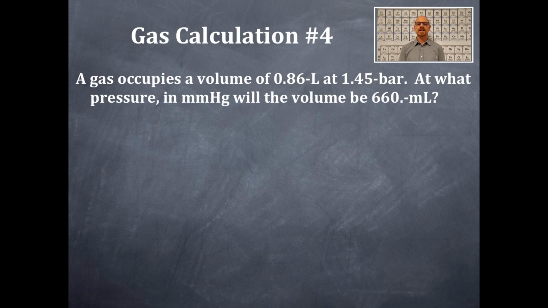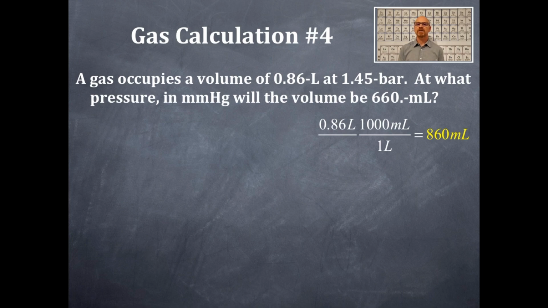So let's do an example of this. A gas occupies a volume of 0.86 liters at 1.45 bar. At what pressure in millimeters of mercury will the volume be 660 milliliters? So what we're going to do is convert our volume this time from liters to milliliters. If you remember on the combined gas law problem, I converted the milliliters into liters. This time I'm going to do the opposite.